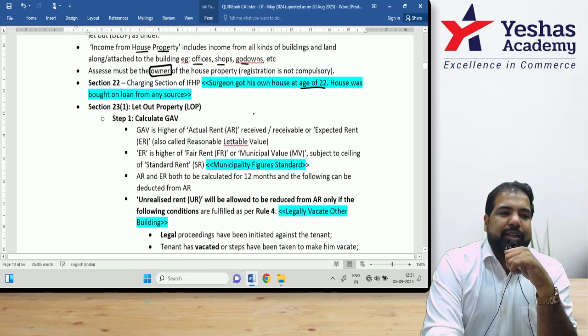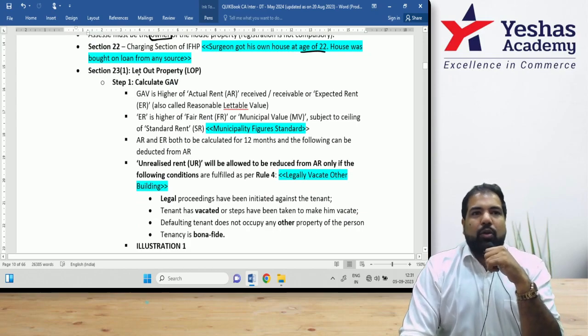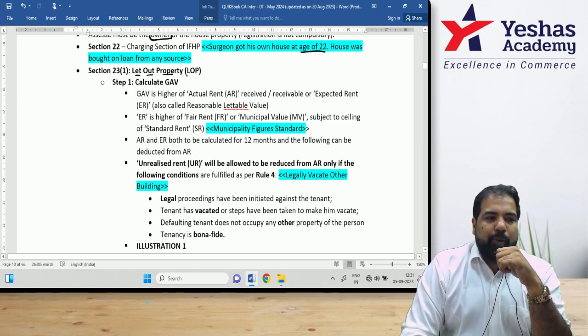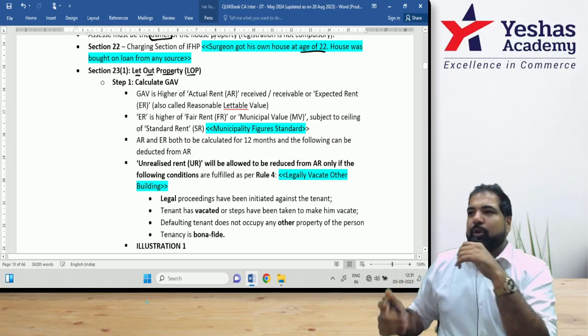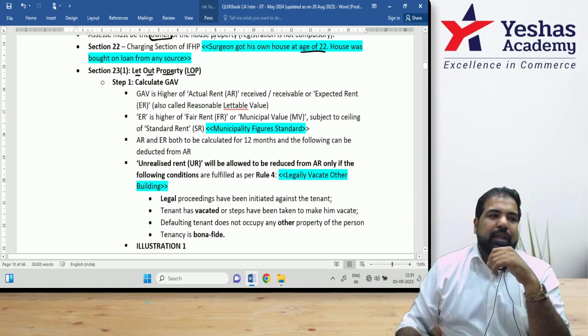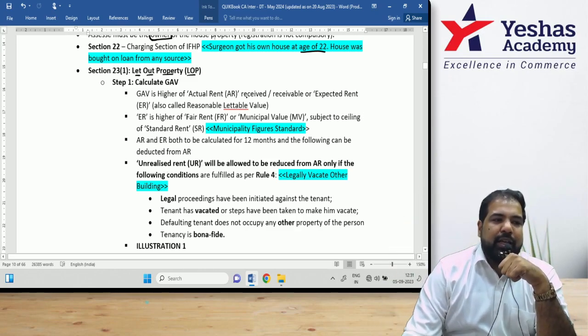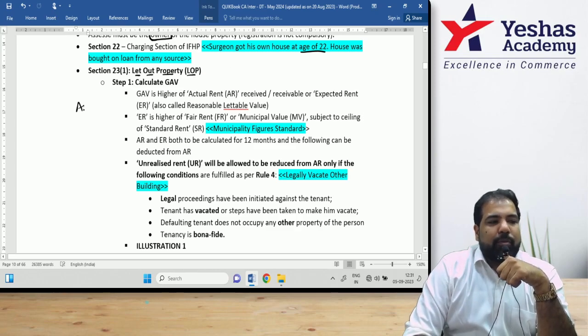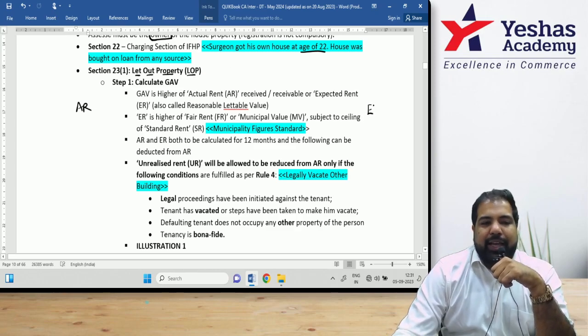Guys, what is the first thing that you do with a property? You rent it out. That is called let out property. When you let out a property, guys, for example, you give a property for 1 lakh rupees a month. That's called actual rent. But the government doesn't believe you. They compare your actual rent with what, guys? Expected rent. Now let's talk about expected rent first, guys.